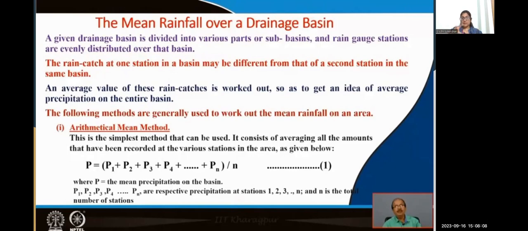So in order to find the average rainfall or mean rainfall for a particular drainage basin, a few methods are suggested here. The first is the arithmetical mean method. This is a very simple method. Nothing special is done. For whatever rain gauge stations are there in the drainage basin, all the values of the rainfall in these rain gauges are considered and averaged. The total rainfall that is collected in each rain gauge station is summed and divided by the total number of rain gauge stations. This is called the arithmetical mean method, and it's a pretty simple method.